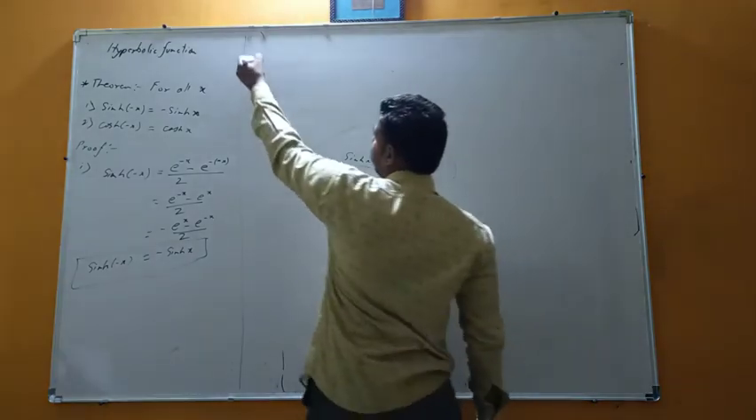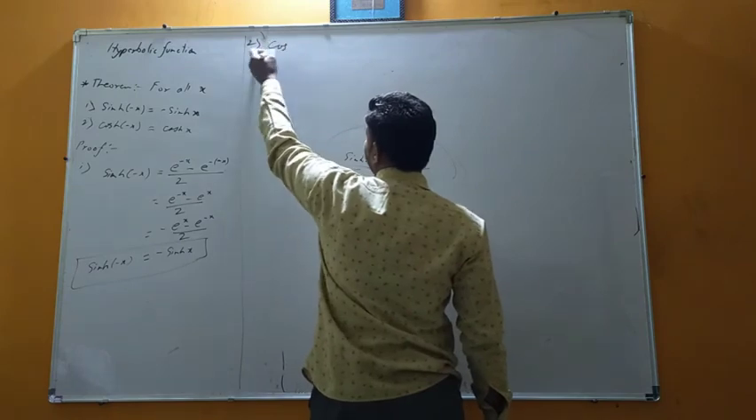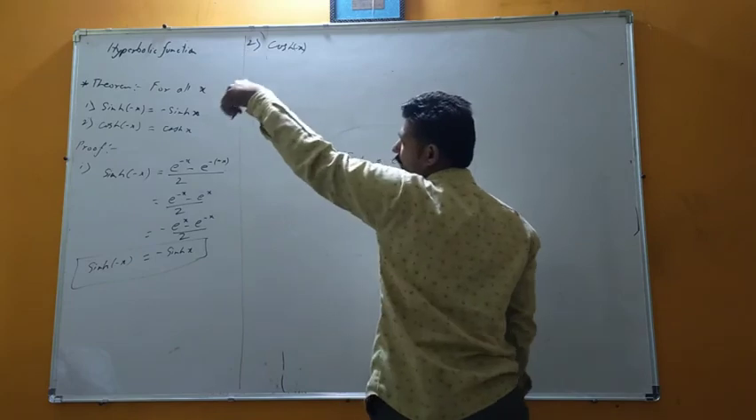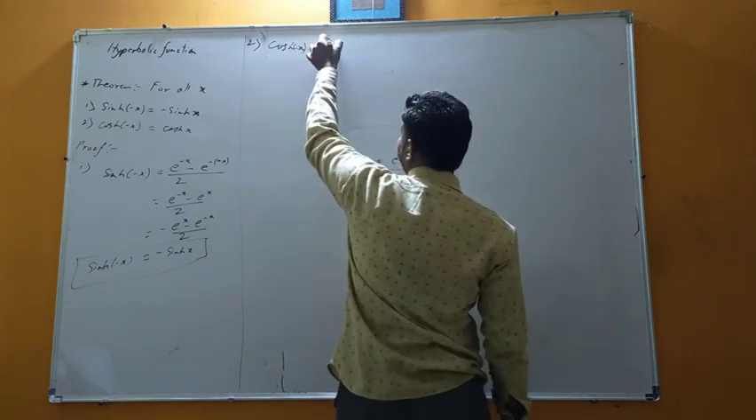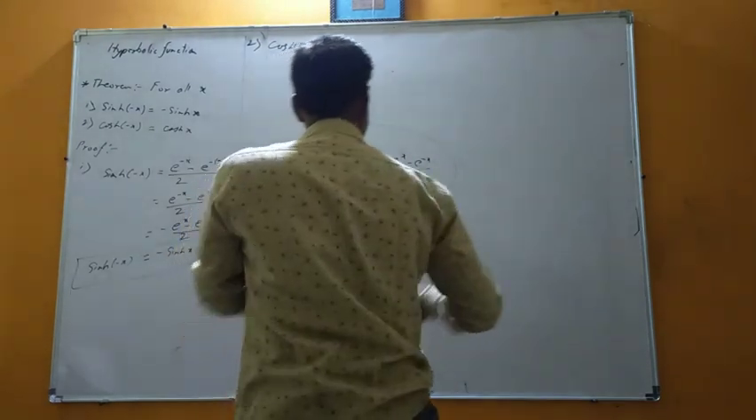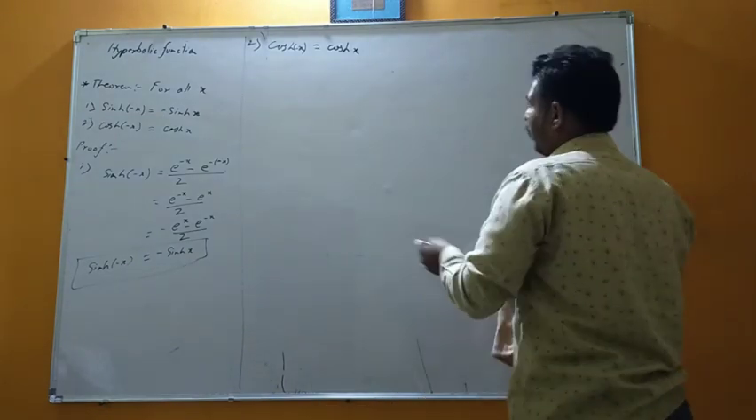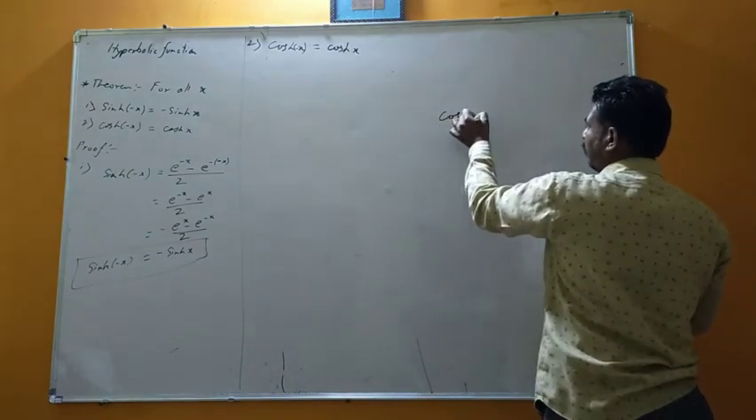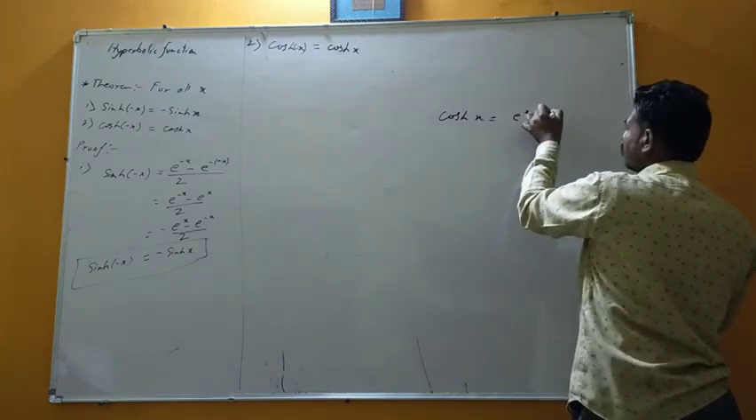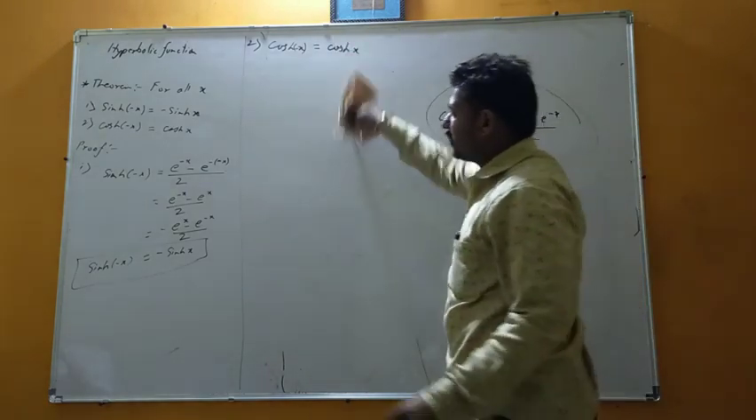So let us try to prove the second of these. We have to prove that hyperbolic cos of negative of x is hyperbolic cos of x. Let us try to prove it. So obviously, by the definitions, hyperbolic cos of x is nothing but e raised to x plus e raised to minus x upon 2. We will use these definitions to prove this.